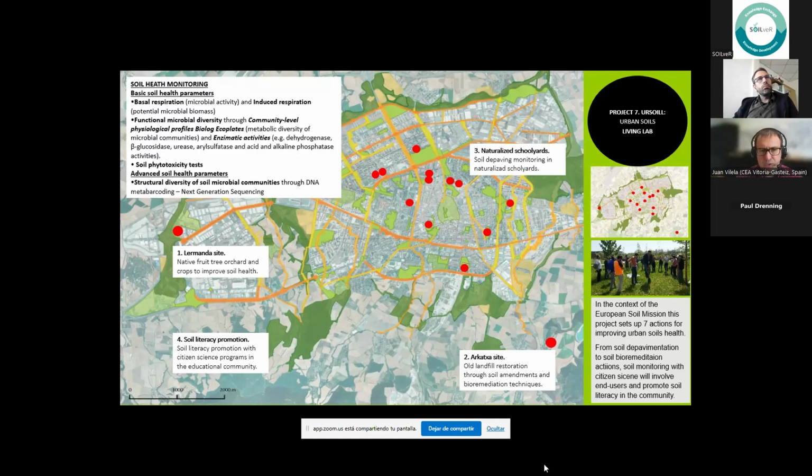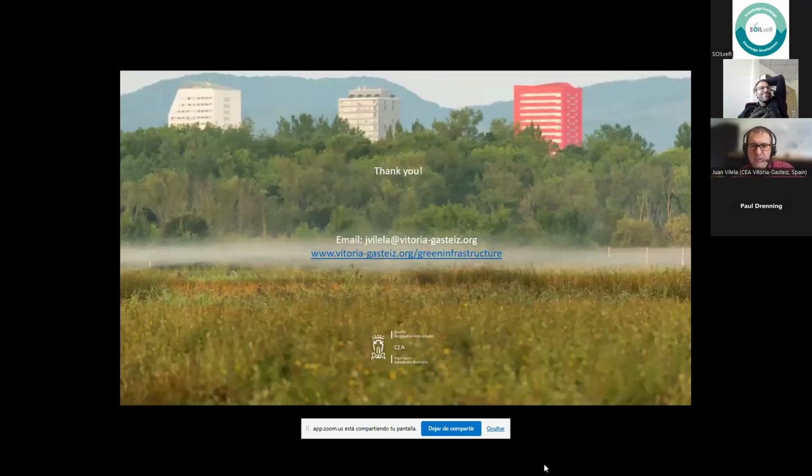On sites one and two that will be remediated, we will use some parameters to monitor the soil health. I'm listing here some of them just to give you an idea. We do that in collaboration with the university. So we will take a look at basal respiration, induced respiration, functional microbial diversity. We will do some soil phytotoxicity tests, and in some cases, some DNA metabarcoding to know about the structural diversity of the communities. I think that will be all.